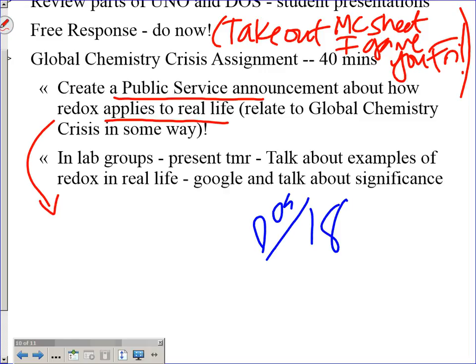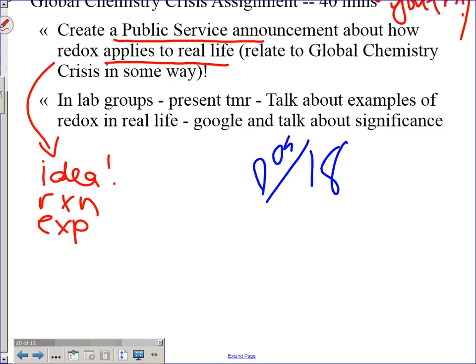And what I'll do is, I was going to say in lab groups, was Lucas in a 4-person? He was in a 4-person? Okay, so in your lab groups, go. Come up with an idea first. And then you're going to write down the reaction. You're going to have an explanation of the relevance.